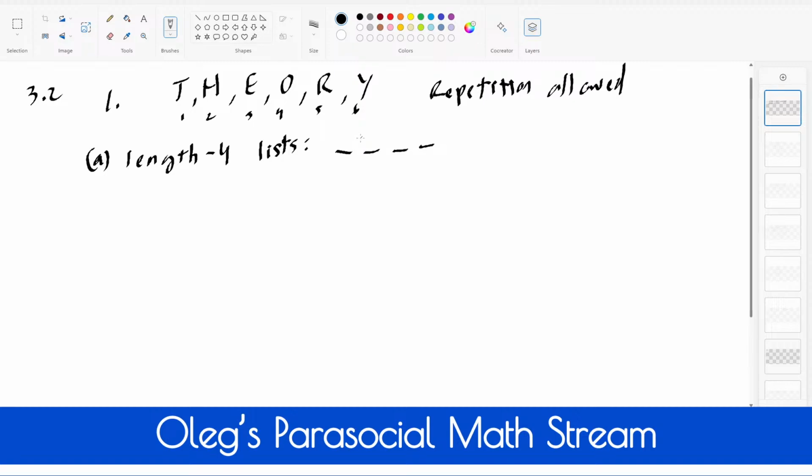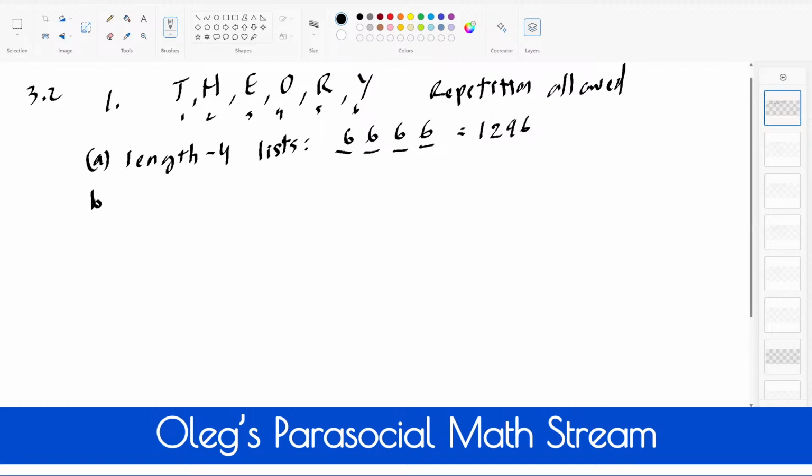There are 6 length 4 lists, 6 options for the first one. We're repeating it. 6 options for the next. 6 options, and guess how many for the last? 6. Look at that. Because repetition's allowed. Okay, that's 1296. We're going to say 1296. I don't know if that's the correct answer, but I believe it is based on everything we've done so far.